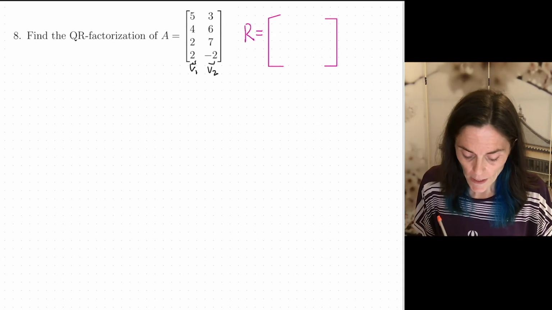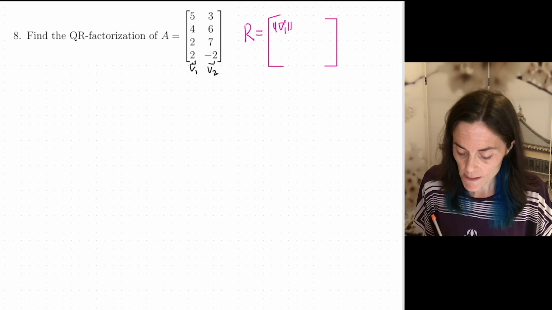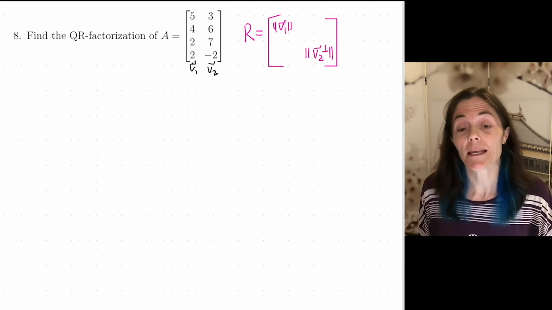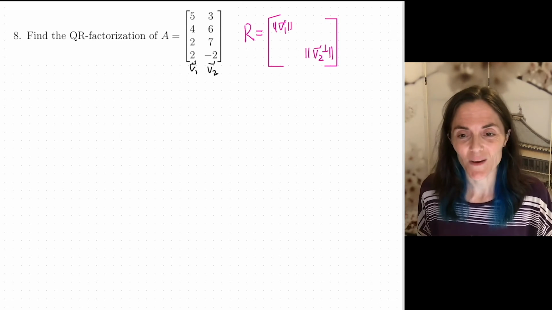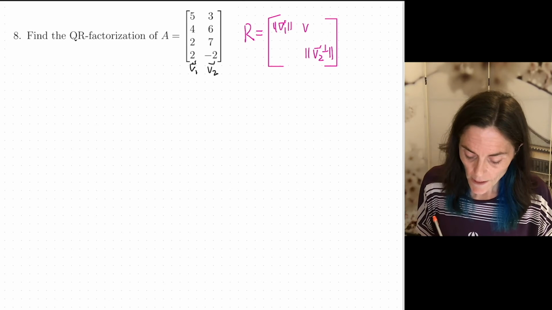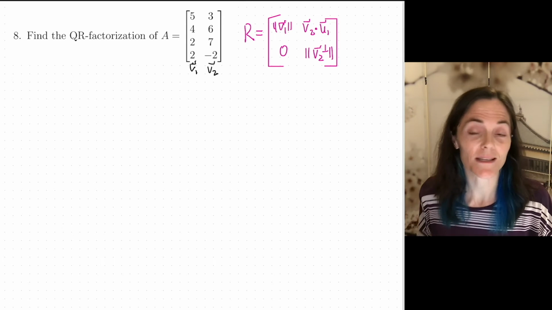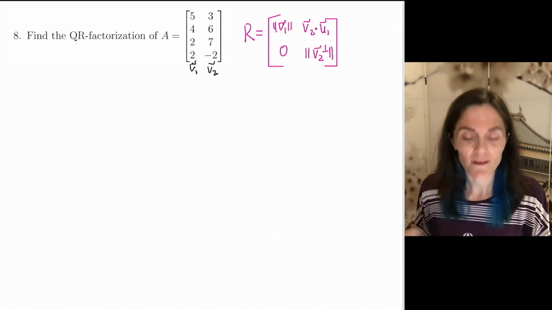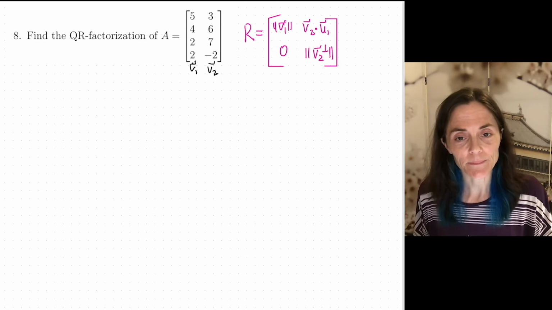So here would be the length of V1. This is the first entry. This entry is the length of this part. This is the component of V2 that will be perpendicular to the line spanned by V1. And then we have here V2 dotted with U1 and 0. So this is the matrix R that we're looking for in the QR factorization. Now, let's get started on the problem.